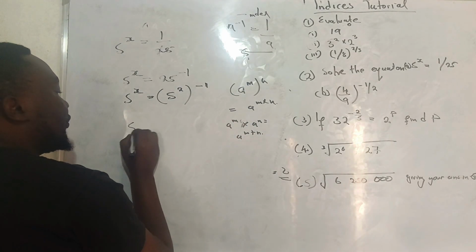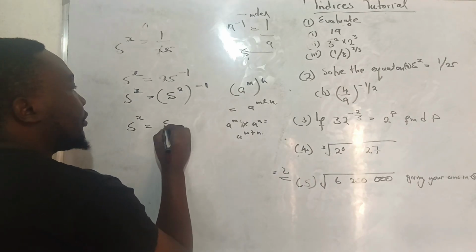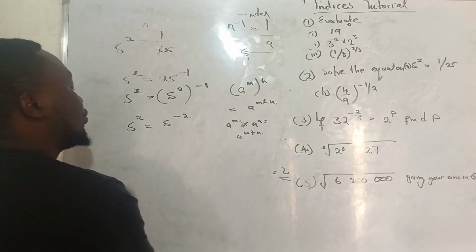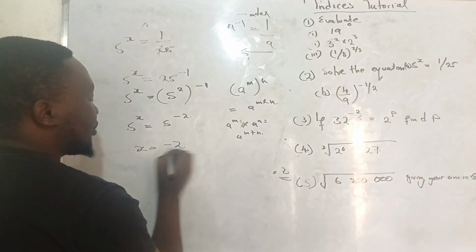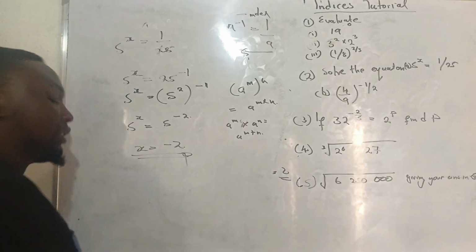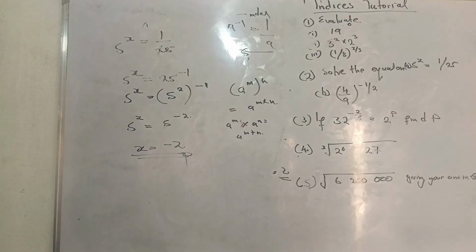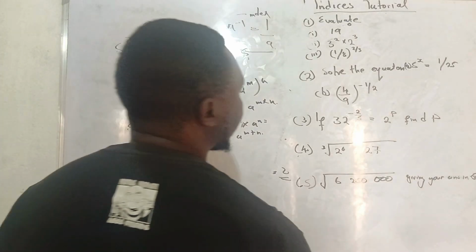So we have 5 to the power x is equal to 5 to the power minus 2. So the bases are similar. x is equal to minus 2. So let's solve B.